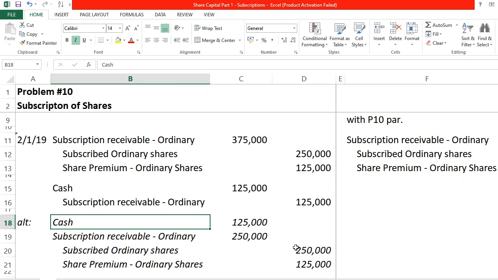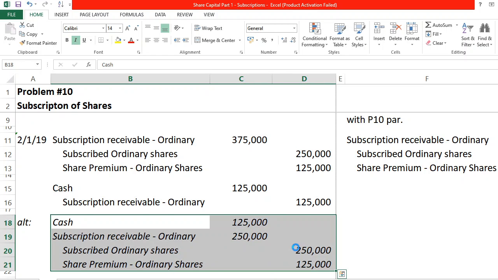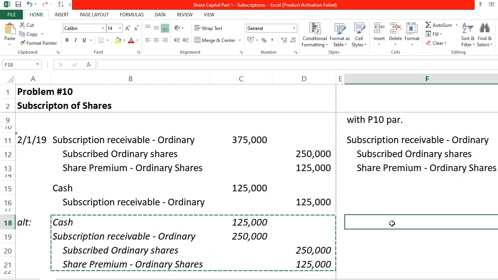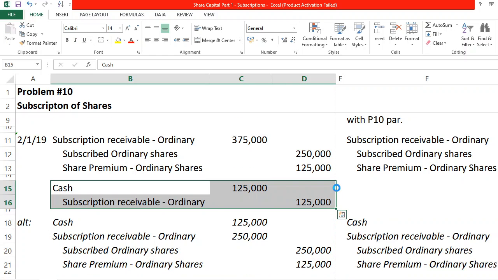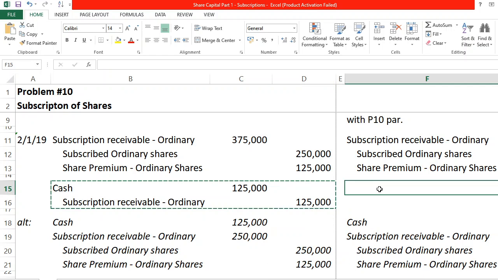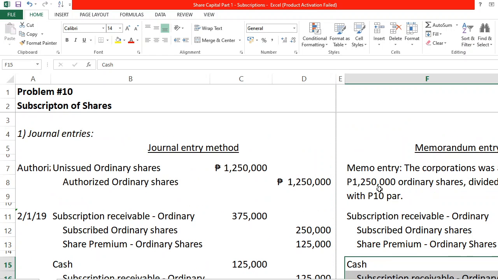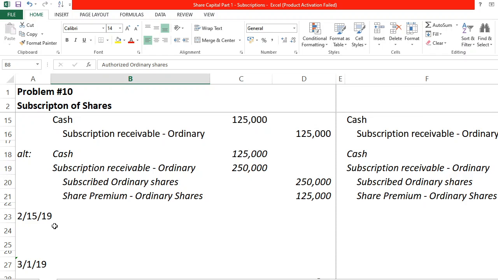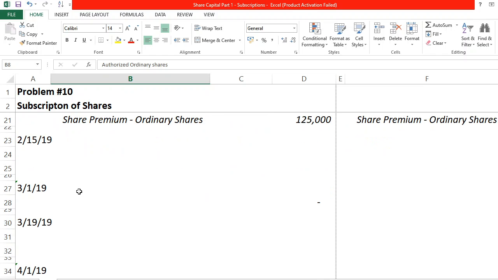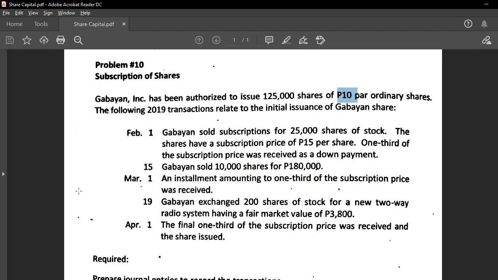And under the memorandum entry, this alternative method is just the same. Okay? And ito naman, the same lang din. So, walang masyadong kaibahan si journal entry method tsaka si memorandum entry method except for this one. And meron siyang unissued ordinary shares, authorized shares. Wala si memorandum entry method. So, makita na natin later on kung unsa pang uban nila nga difference.